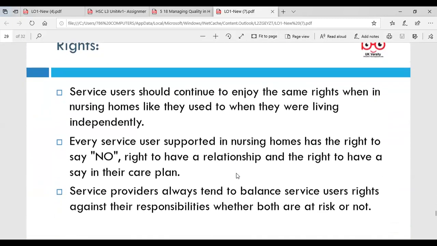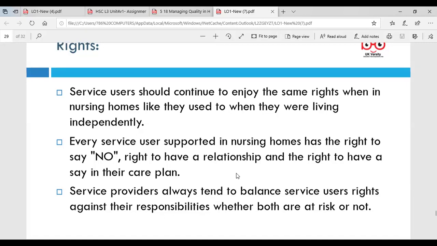So every person has their own rights. Service users should continue to enjoy the same rights when they're in a nursing home as the rights that they had when they were living independently. So service users supported in nursing homes have a right to say no. They have a right to relationships. They have a right to say what should be in their care plan, let's say their menus, their dressing, and different aspects. But obviously, those only that should be in their best interest.